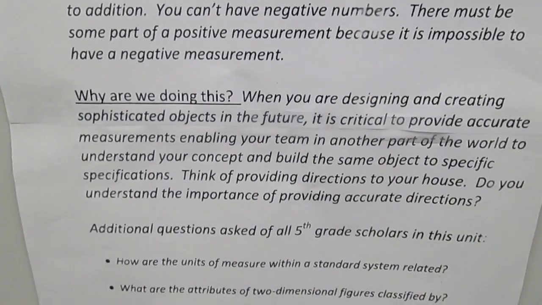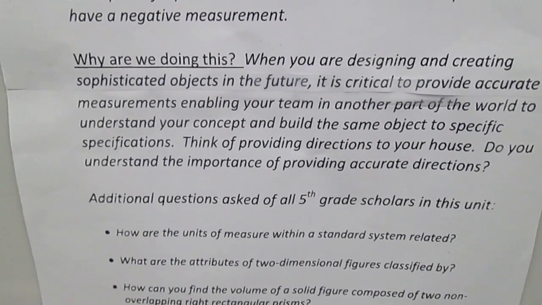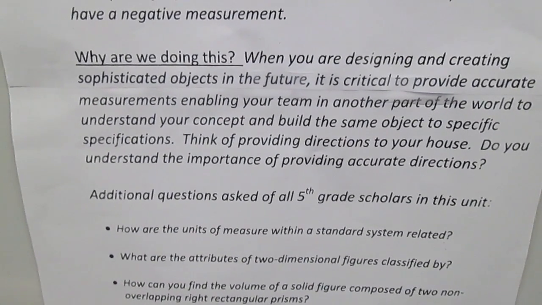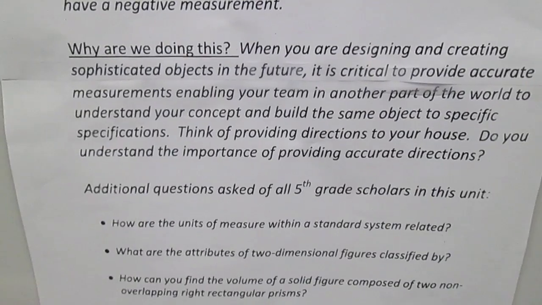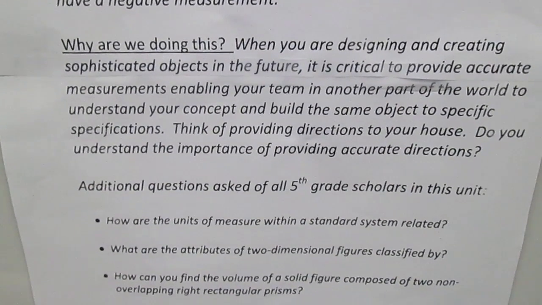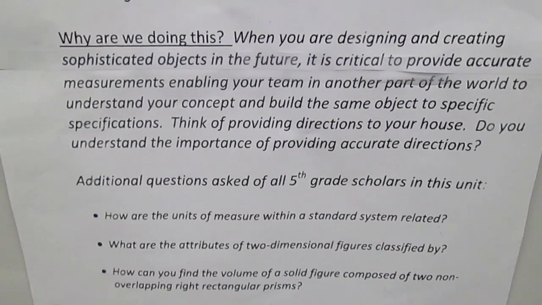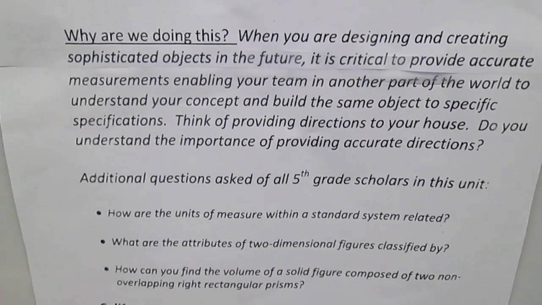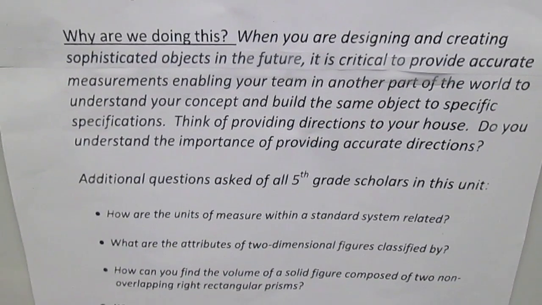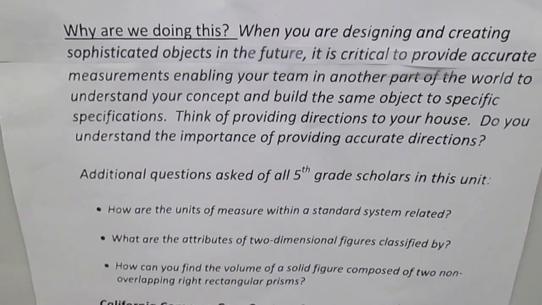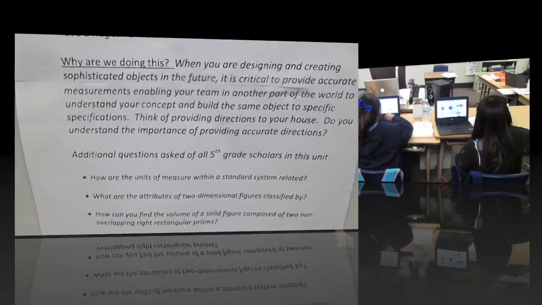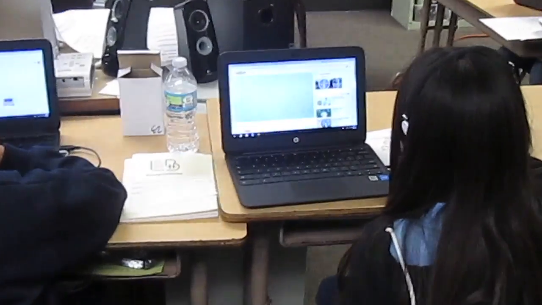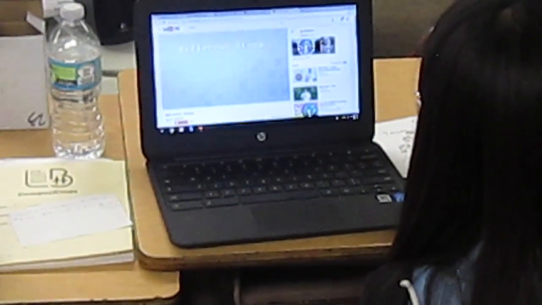Okay, and then the additional questions I'm going to ask you are, how are the units of measure within a standard system related? And what are the attributes of two-dimensional figures, and how are they classified? And how can you find the volume of a solid figure composed of two non-overlapping right rectangular prisms? We'll go over that. Think of stairs. Okay, good luck, guys.